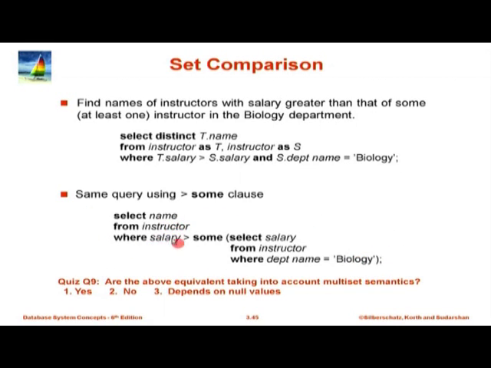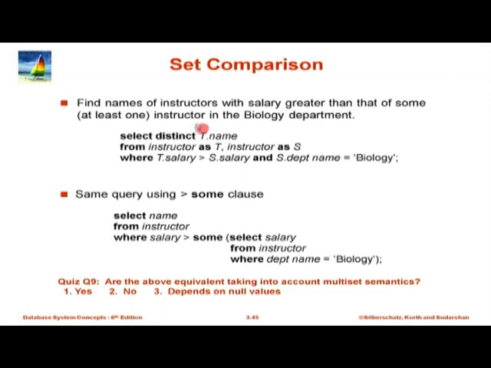Select name from instructor where salary greater than some and then a subquery. So what we have done earlier is the subquery is linked using an in clause. Now we have replaced that in clause by the greater than some clause. So this will succeed if there is at least one value here such that this condition is satisfied. You can also have greater than all, which means it must be satisfied for everything in here. Okay. So now take this query and this one. Now let me come back to this query.